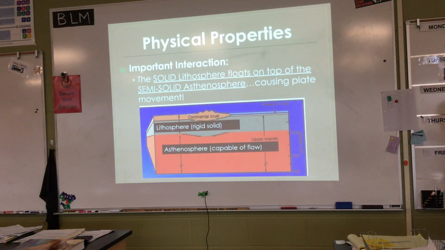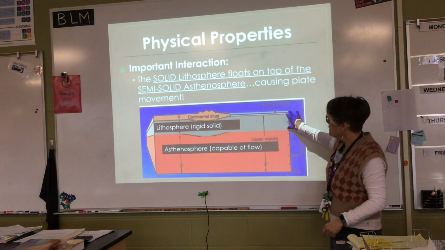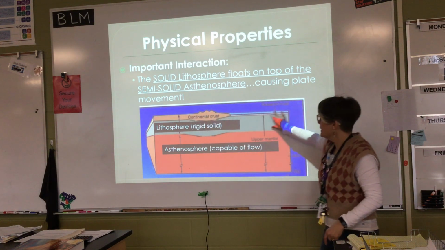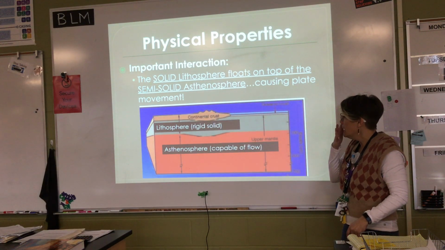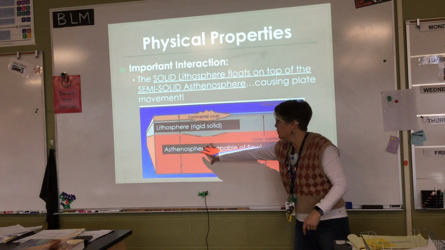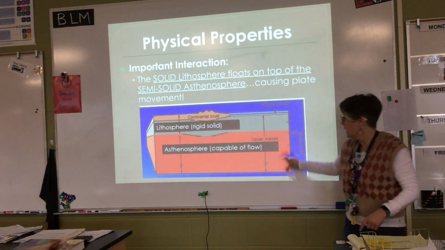All right, here's a picture of that. We've got this rigid lithosphere. It's solid. It's got the crust and the upper part of the mantle. And then this is the asthenosphere, so it just kind of slides on top of that.